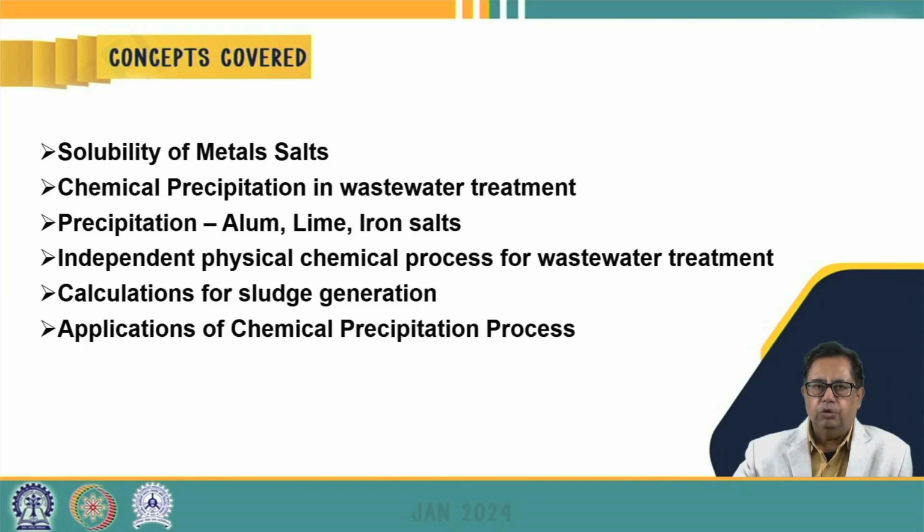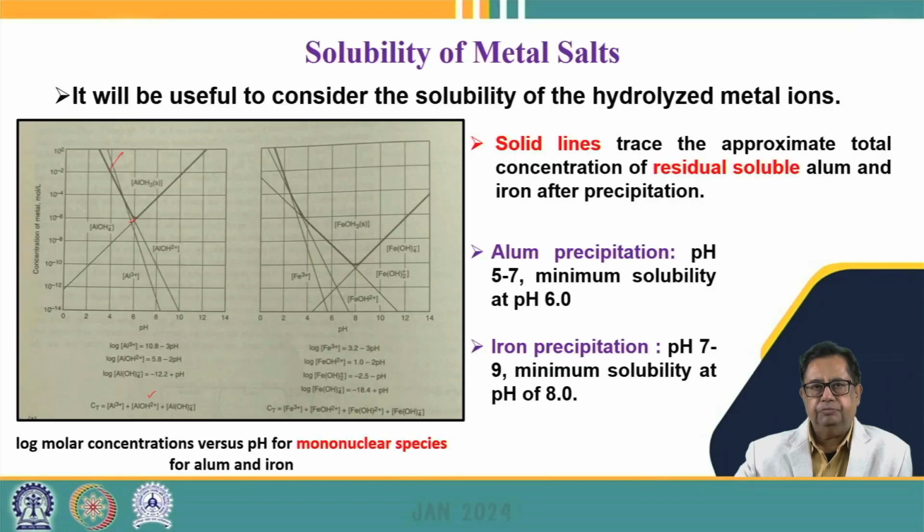We'll also talk about the independent physical and chemical treatment processes which are used for the wastewater treatment, and we'll also look into the calculations for the sludge generation during the precipitation process, and then we'll talk about the applications of the chemical precipitation process.